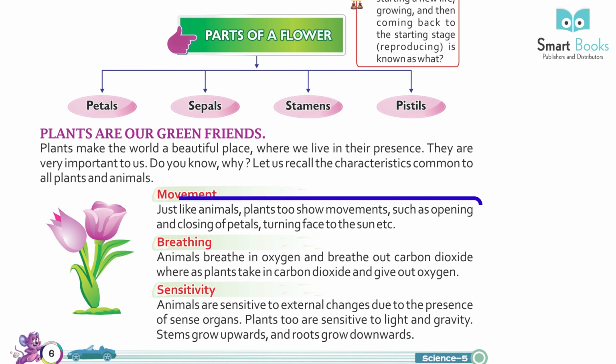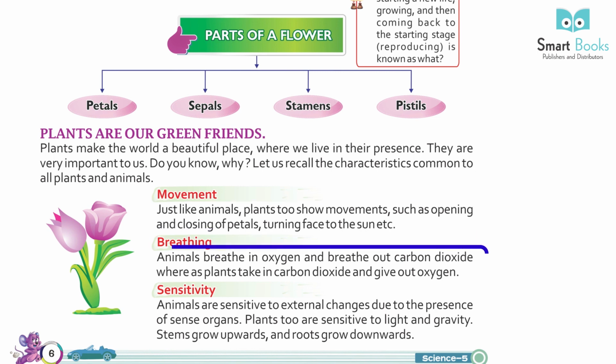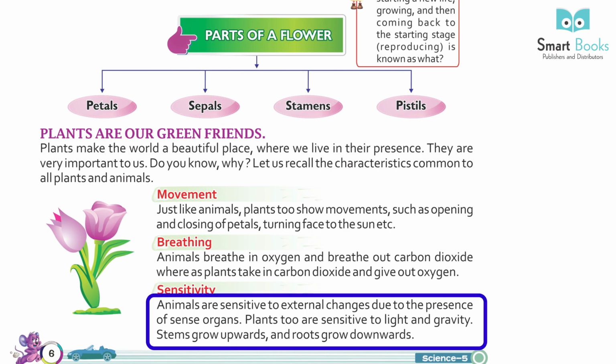Movement. Just like animals, plants do show movement such as opening and closing of petals, turning face to the sun, etc. Breathing. Animals breathe in oxygen and breathe out carbon dioxide, whereas plants take in carbon dioxide and give out oxygen. Sensitivity. Animals are sensitive to external changes due to the presence of sense organs. Plants too are sensitive to light and gravity. Stems grow upward and roots grow downwards.